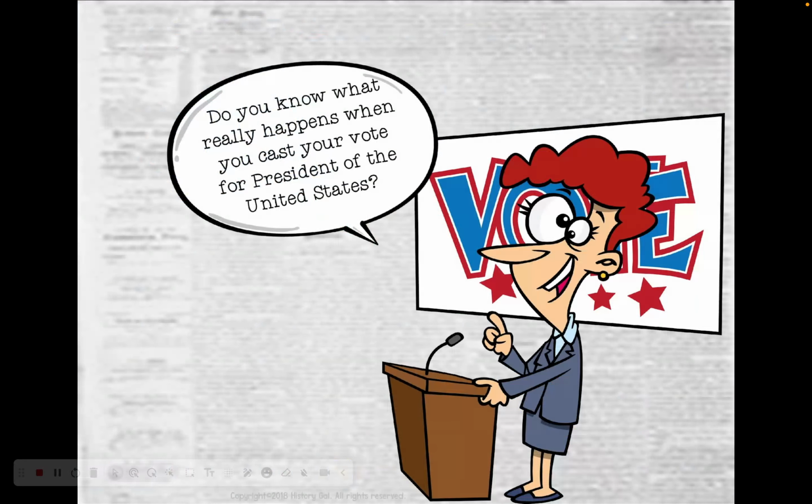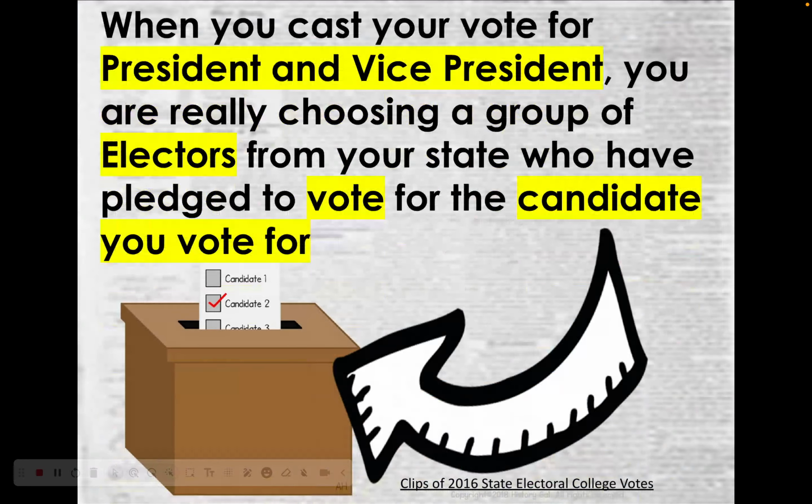Do you know what really happens when you cast your vote for President of the United States? When you cast your vote for President and Vice President, you're really just choosing a group of electors from your state who have pledged to vote for the candidate you vote for, if that candidate wins the most votes in the state. So when I vote in Massachusetts on election day for president, if the person I vote for wins the state, that political party picks the electors that go to the Electoral College to cast the votes for Massachusetts.